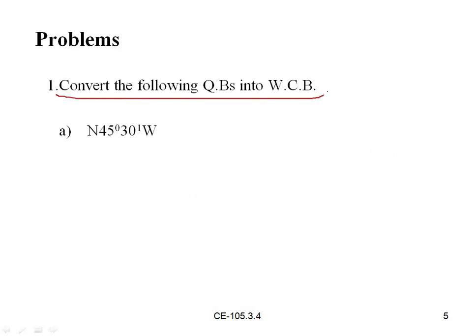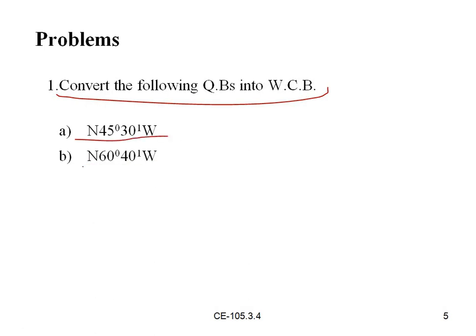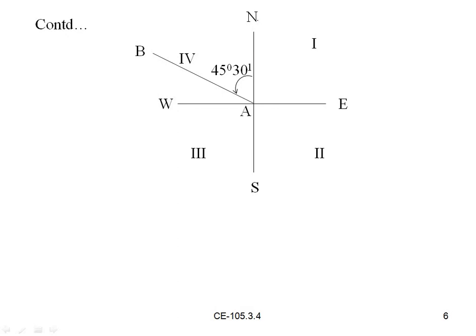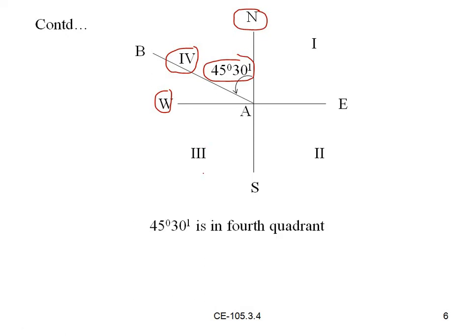Convert the following quadrantal bearing into whole circle bearing. So now the directions were given: north 45 degrees 30 minutes west, north 60 degrees 40 minutes west, north 3 degrees 20 minutes west, south 56 degrees 0 minutes east. So directly they given the direction north west 45 degrees 30 minutes. It is in the fourth quadrant. So now it is the quadrantal bearing, we have to change it to the whole circle bearing.